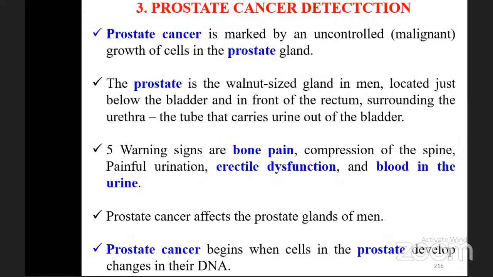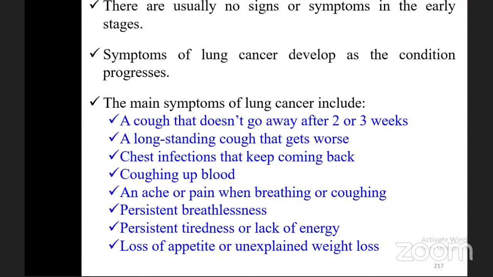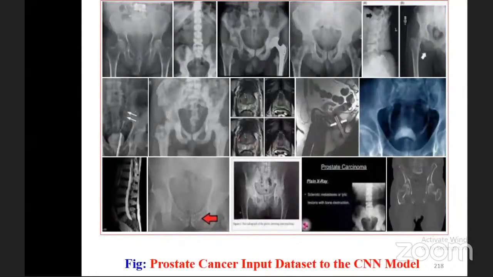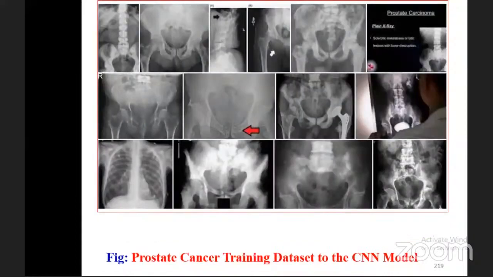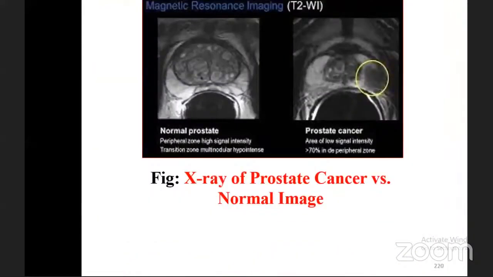Then prostate cancer, I have executed one more database application. These are the symptoms of prostate cancer. I have collected various X-ray images from Kaggle, UCI, Google database, Microsoft database. This is the training data set, and this is the testing data set. I have tested with an external image. It gives the prostate cancer versus normal image.